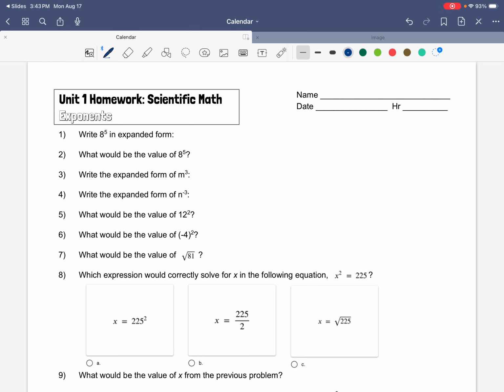Today I'm going to be going over your homework on exponents. You received this assignment yesterday. You should have it out. If you don't, go ahead and find that, get that out. I'm going to go through it and I'd like you to just check over your answers. If you miss something, go ahead and change it so that you have the correct answer.